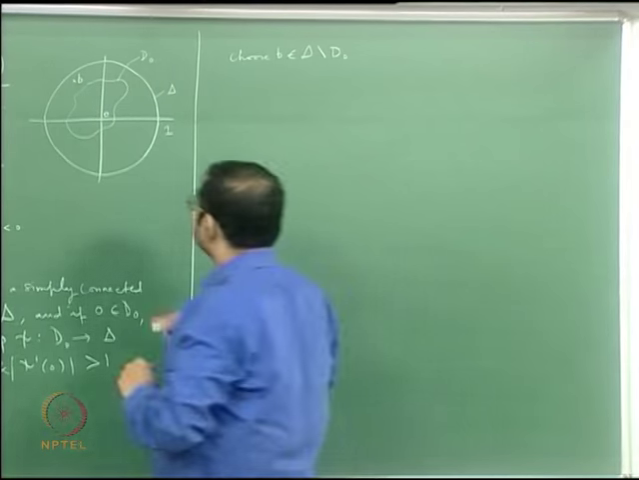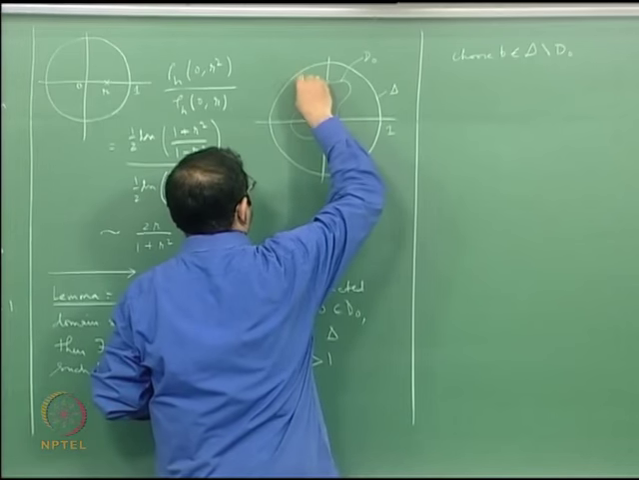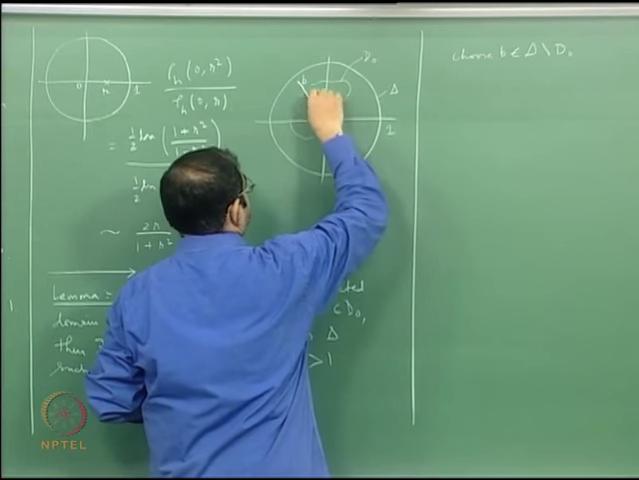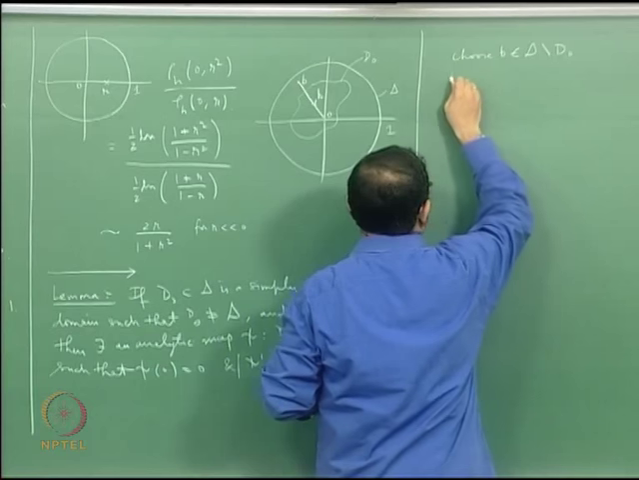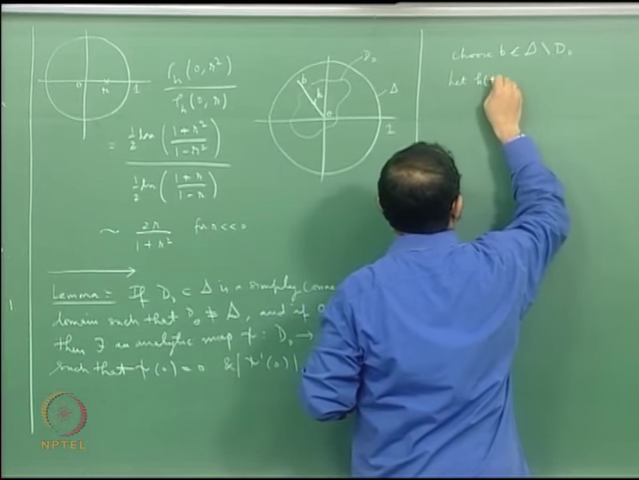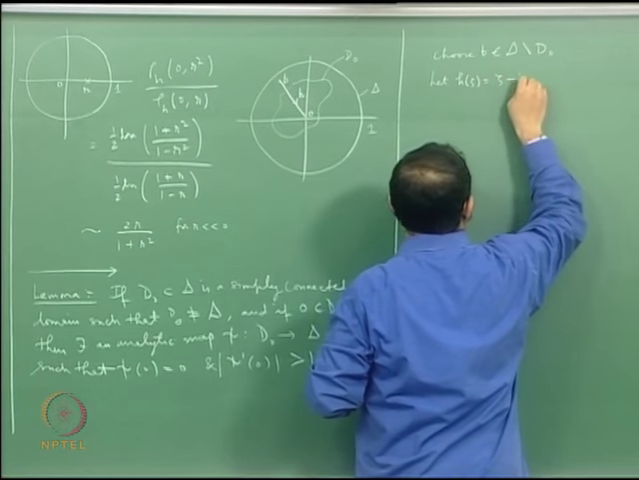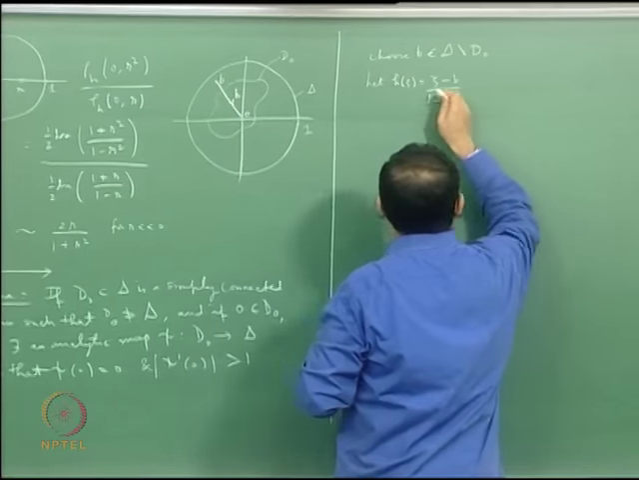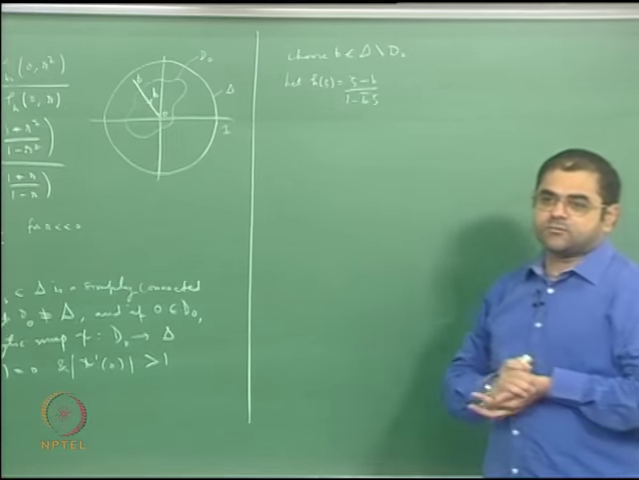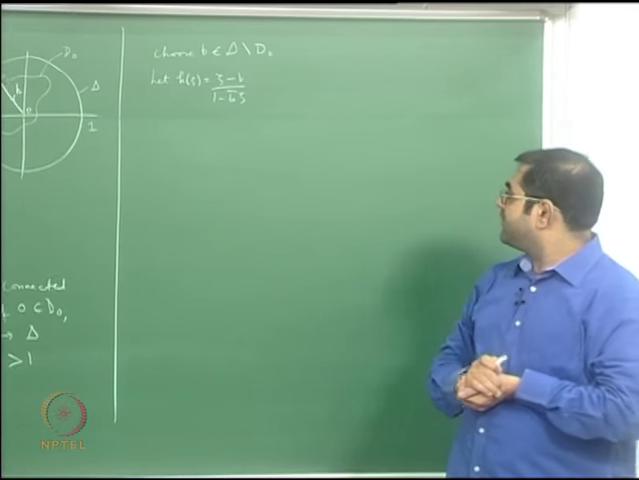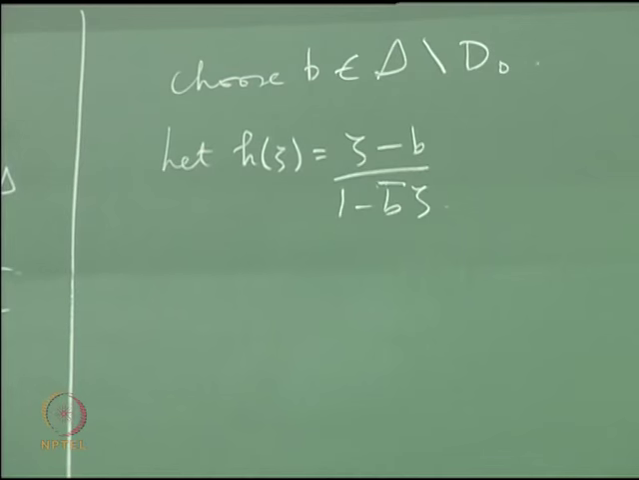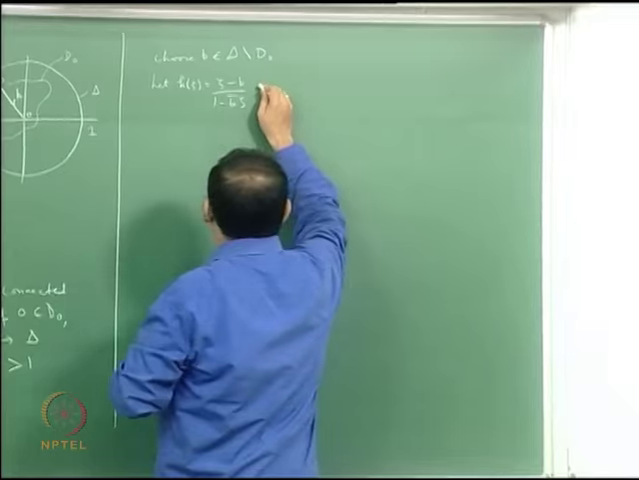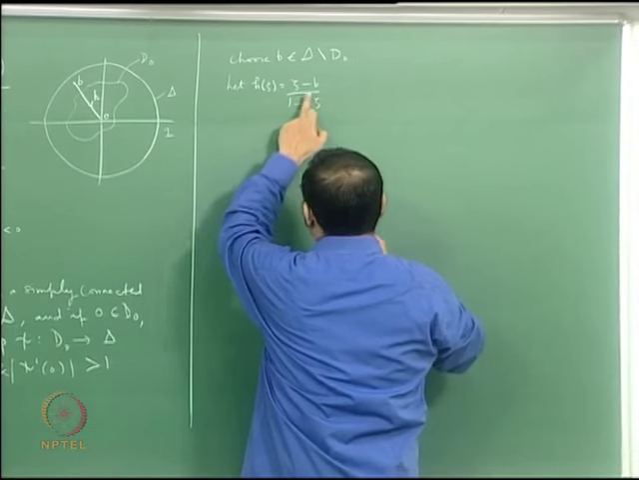So I am going to take a map like this. I am going to take a small h. Let h of zeta be zeta minus b by 1 minus b bar zeta. You know that this is an automorphism of the unit disk that will map b to 0. So what this will tell you is that h of b is 0.